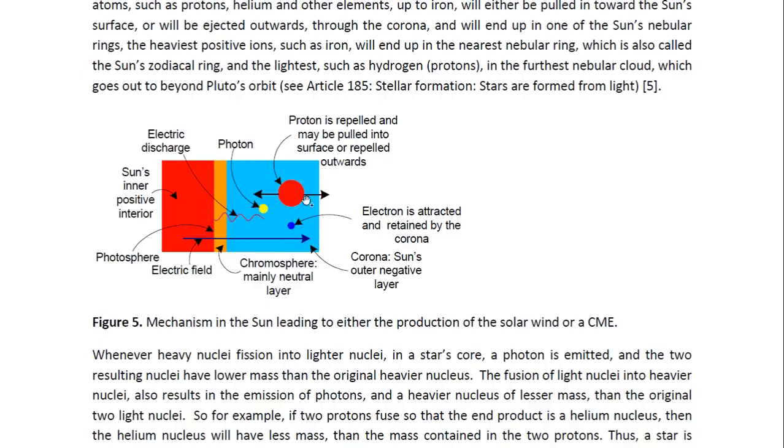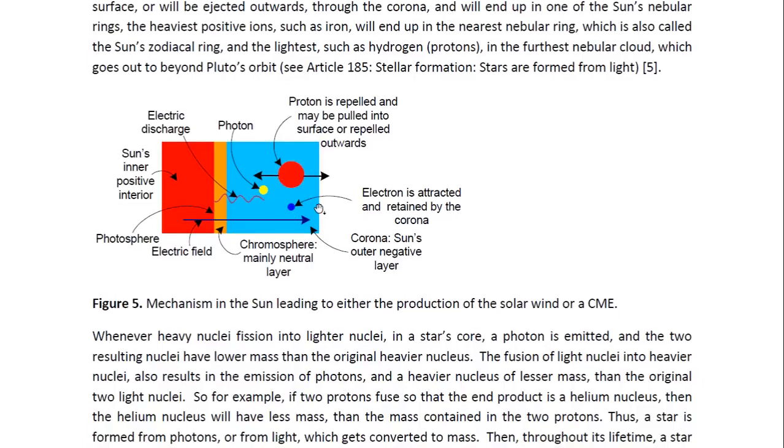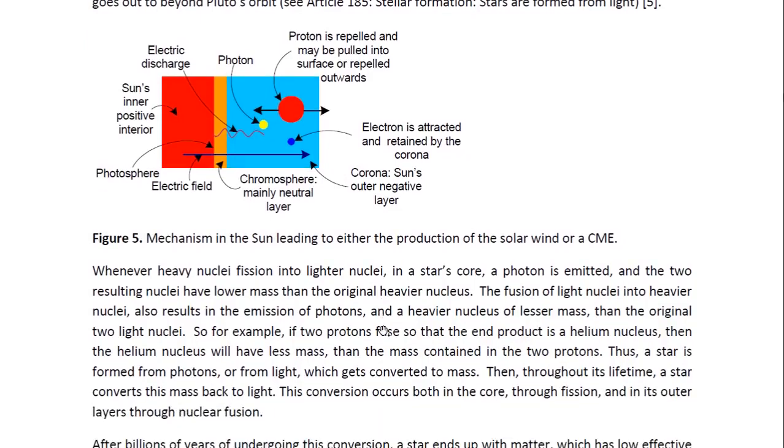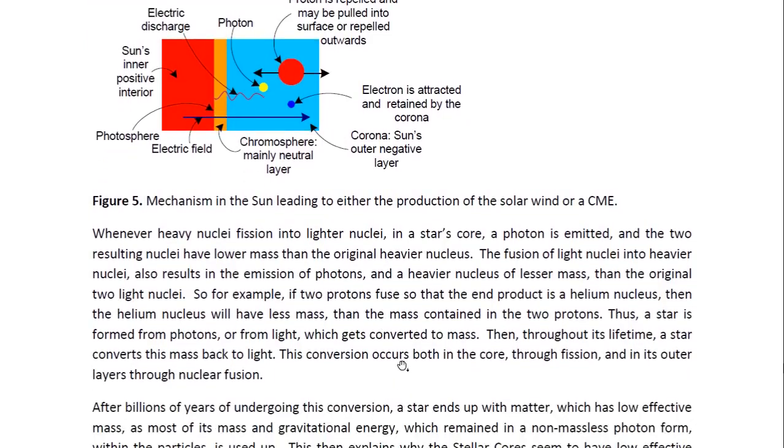Photons are emitted, and then the photon, because it's moving in a region where there is a high electric field, turns into particles, a proton and electron. And this mechanism leads to the sun producing its solar wind and CMEs. It actually comes from particle creation events through this mechanism.